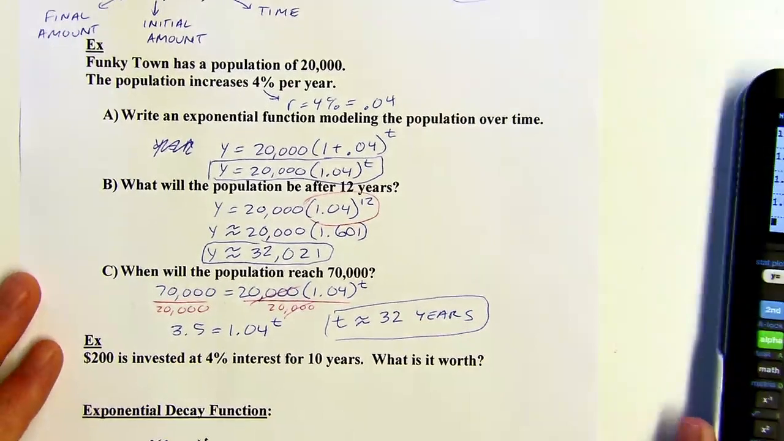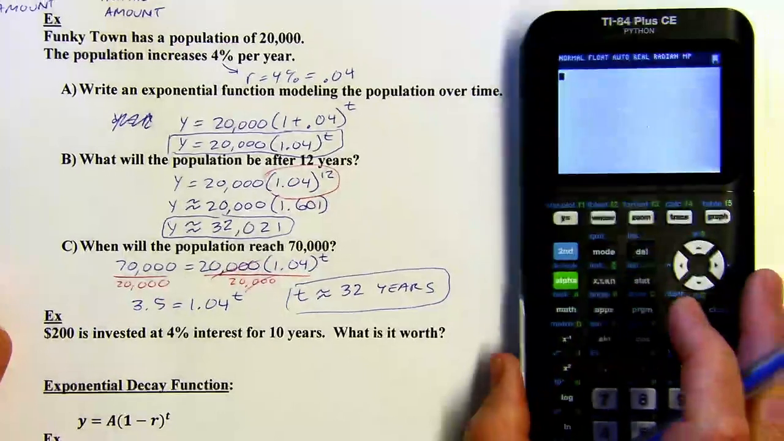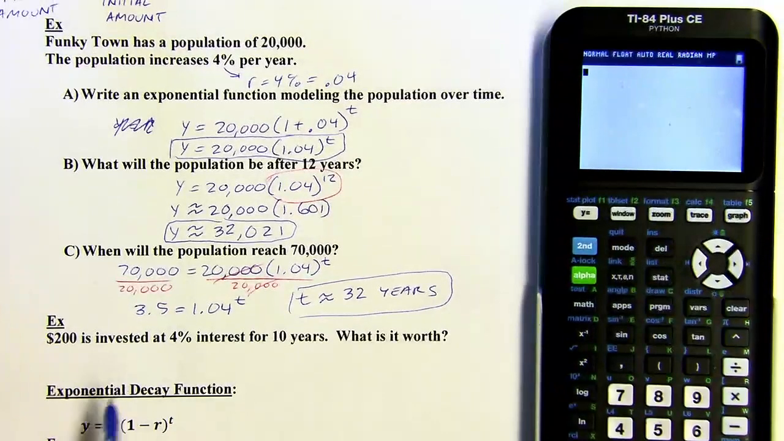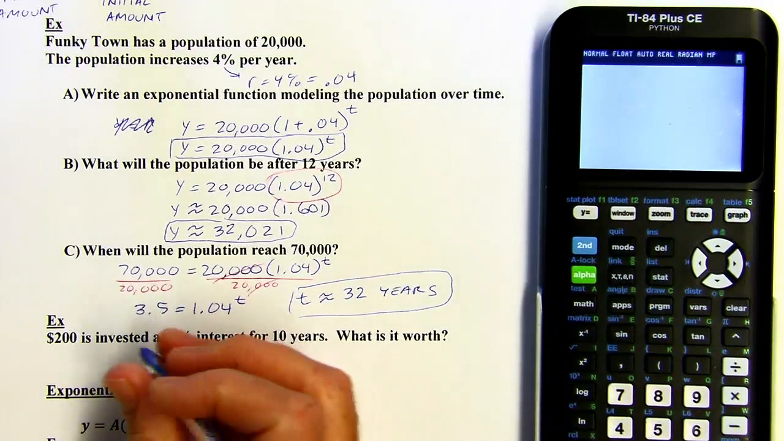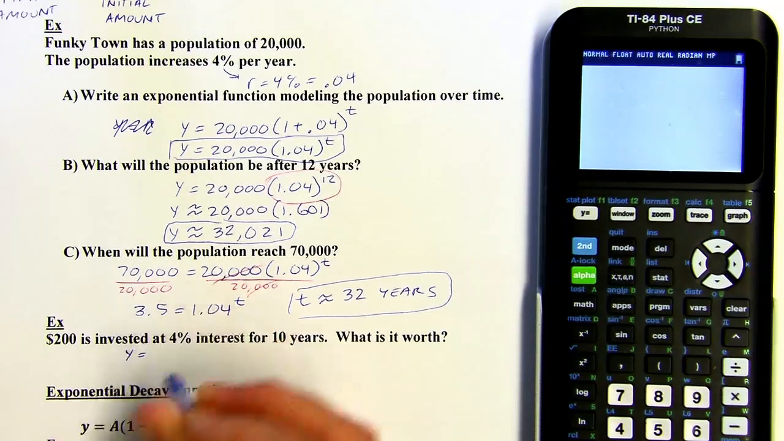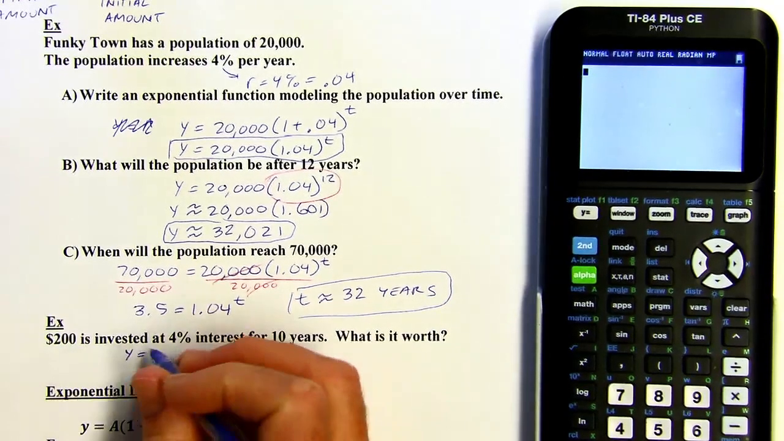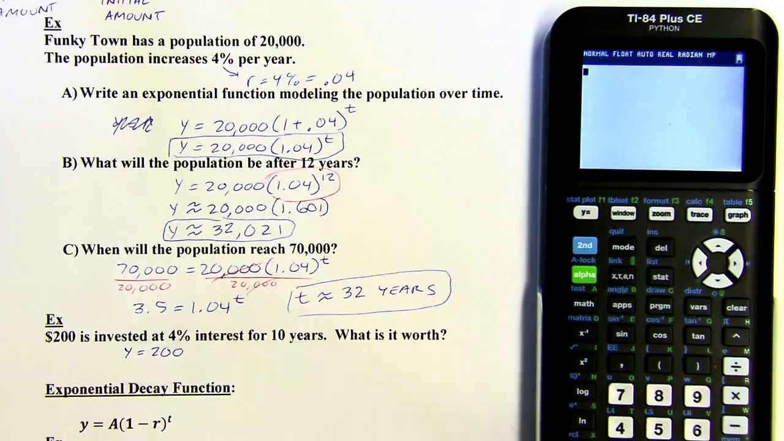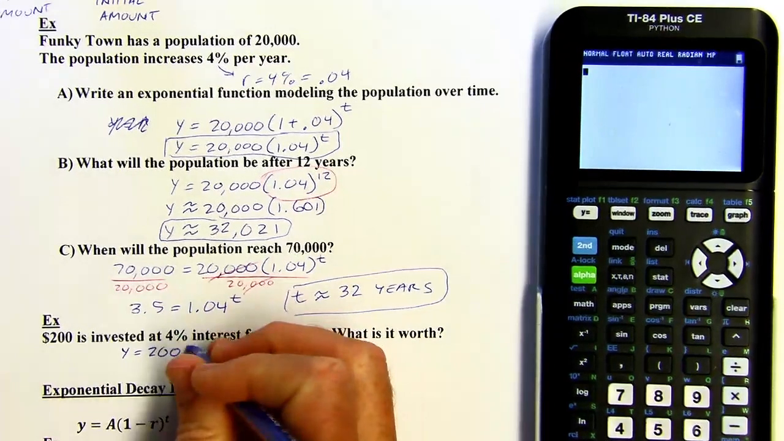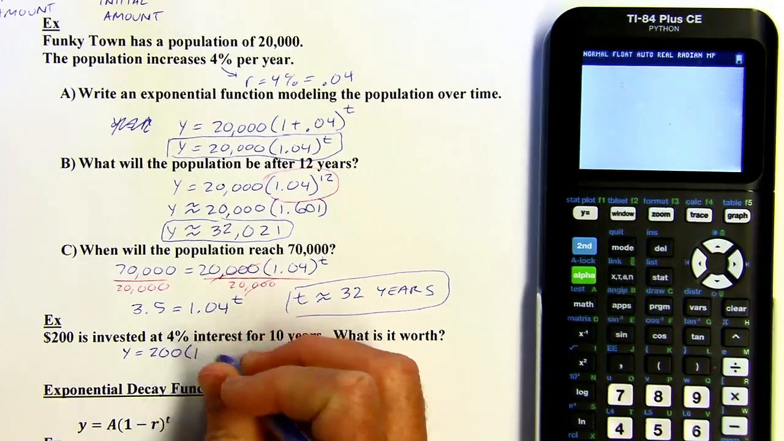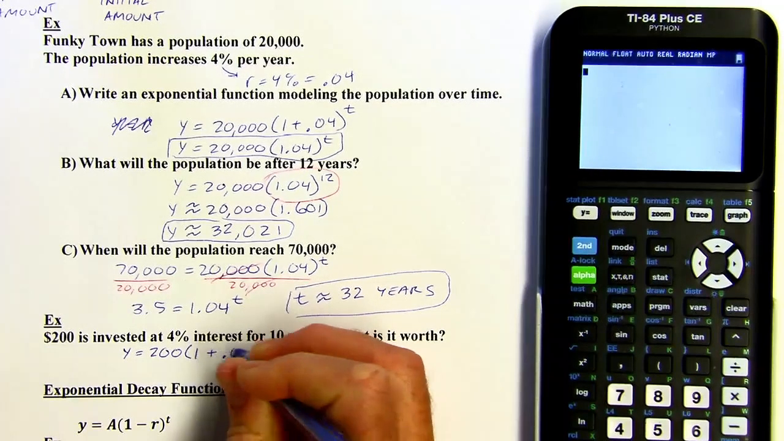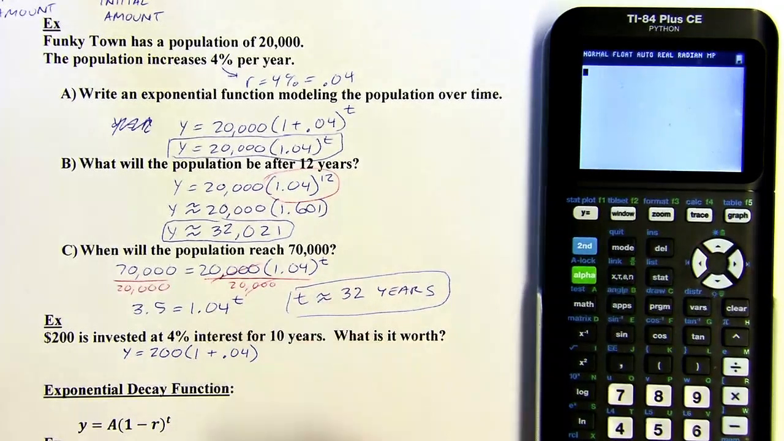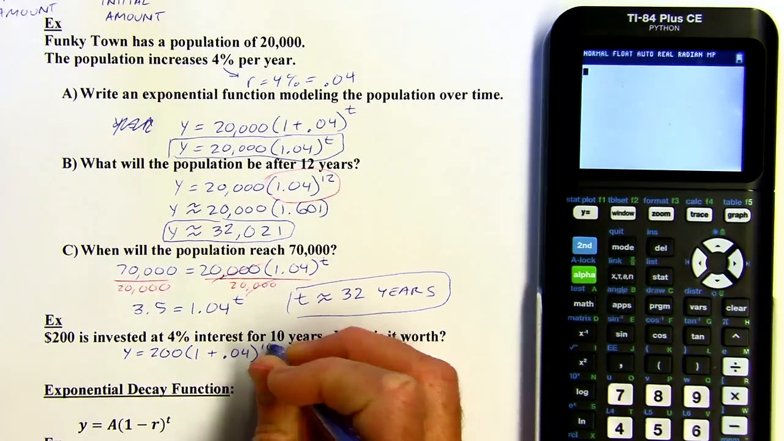All right. Okay, so let's move on to the next one. If $200 is invested at 4% interest for 10 years, what is it worth? Well, we don't know the final amount, but the initial amount is going to be 200. I'm using the same formula from the top. And then I got 1 plus r. And it's tempting to put in a 4, but I want to use 0.04. Right? 4% is written as 0.04, and the time is 10.